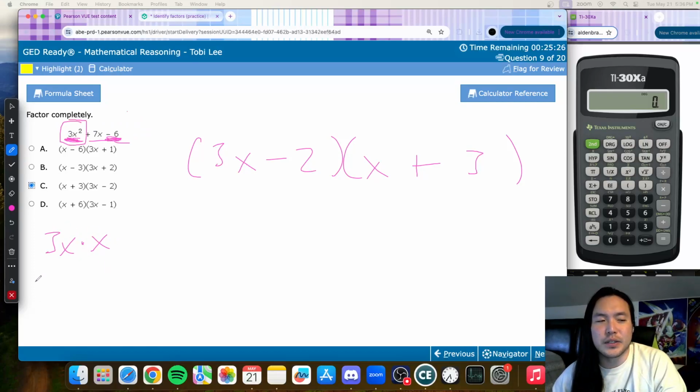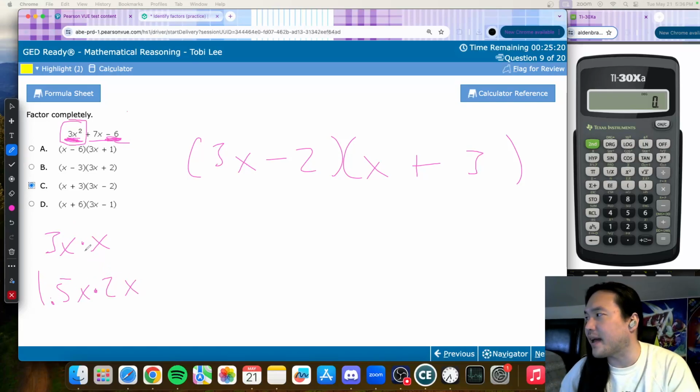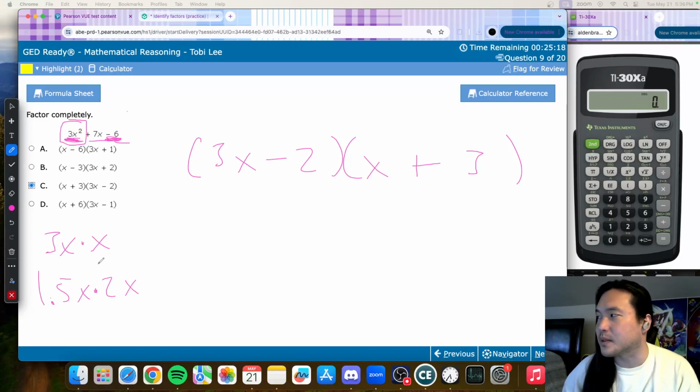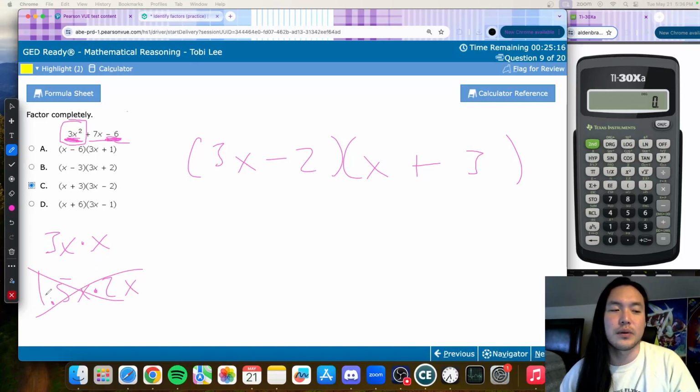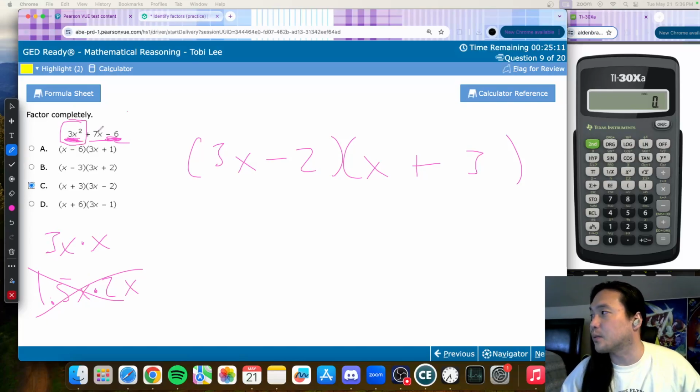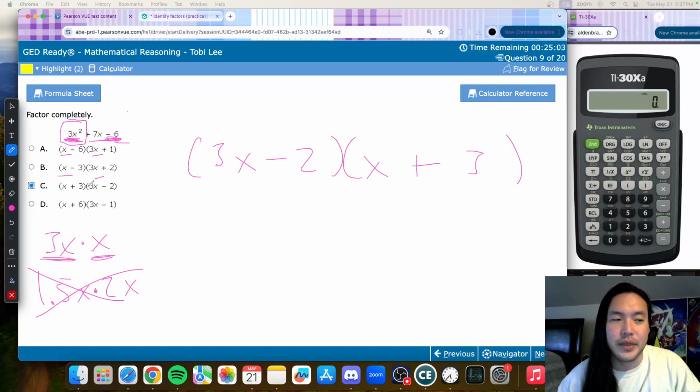Because, I mean, obviously you could do like a 1.5x times 2x or something, right? But in high school level factoring, generally you don't use decimals in your factors. And so the whole number factors of 3, there's only one. 3 is a prime number. It's 1 and 3, right? So here, the only possibility for factors is 3x and x. And thankfully, you don't even have to think about that. The answer choices, these are your only options.